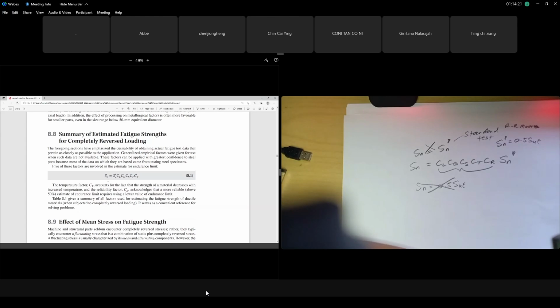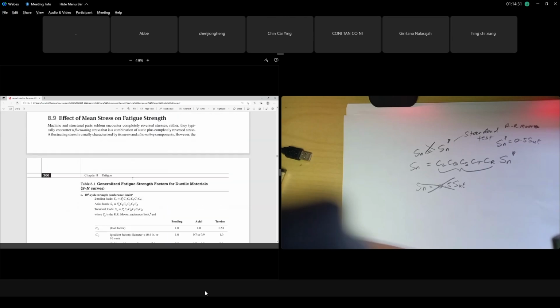Okay, this is the formula I told you, the endurance limit. Our endurance limit equals the standard test S_N prime, 0.5 S_UT, times CL, CG, CS, CT, CR. If you look at this, this is page 300.